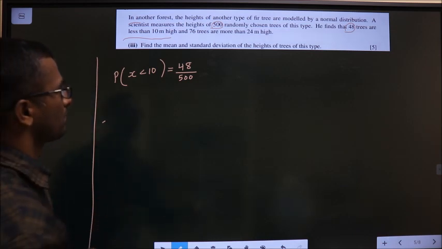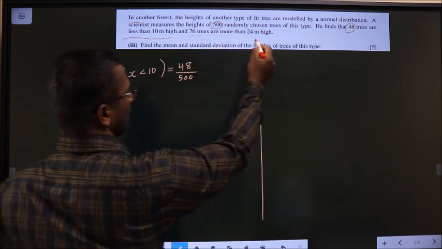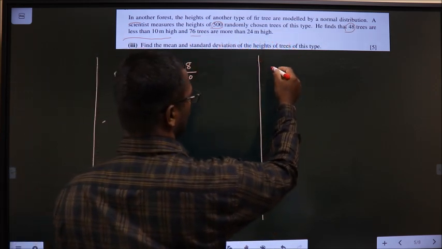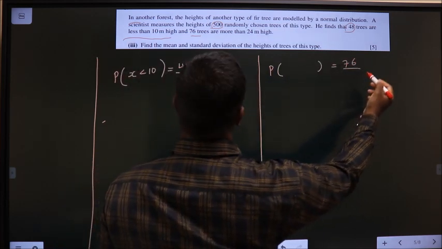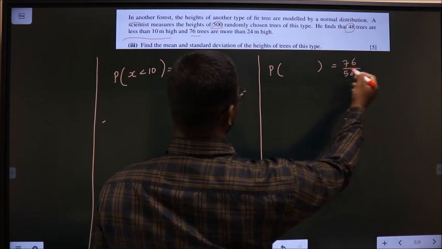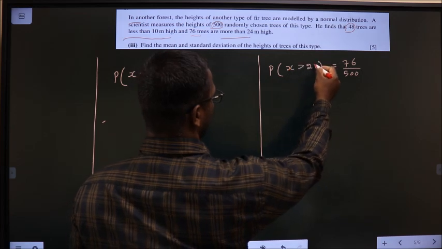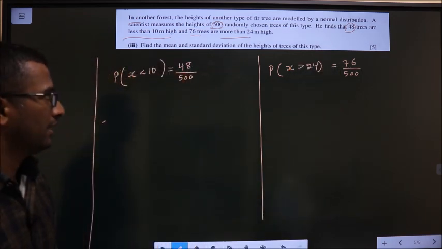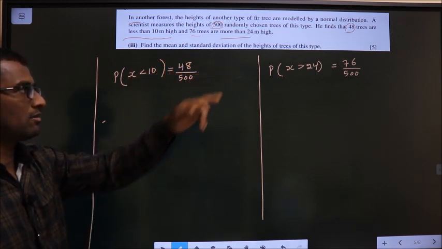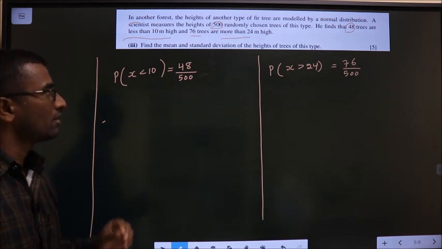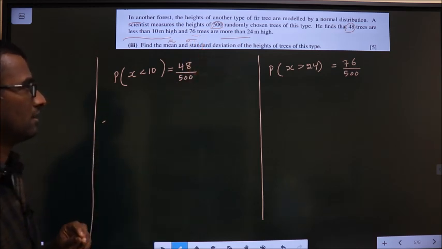Clear? Now, the second condition. 76 are more than 24-meter high. So the probability is nothing but 76 by the total 500. And here the condition is more than 24, so x greater than 24. Clear? Next. Find the mean and standard deviation of the heights of trees of this type. So we have to find mean and standard deviation.